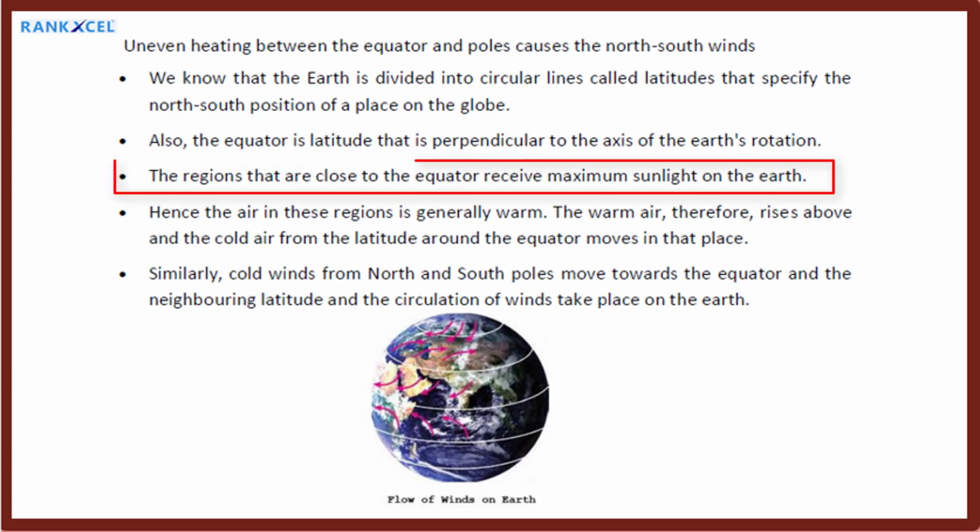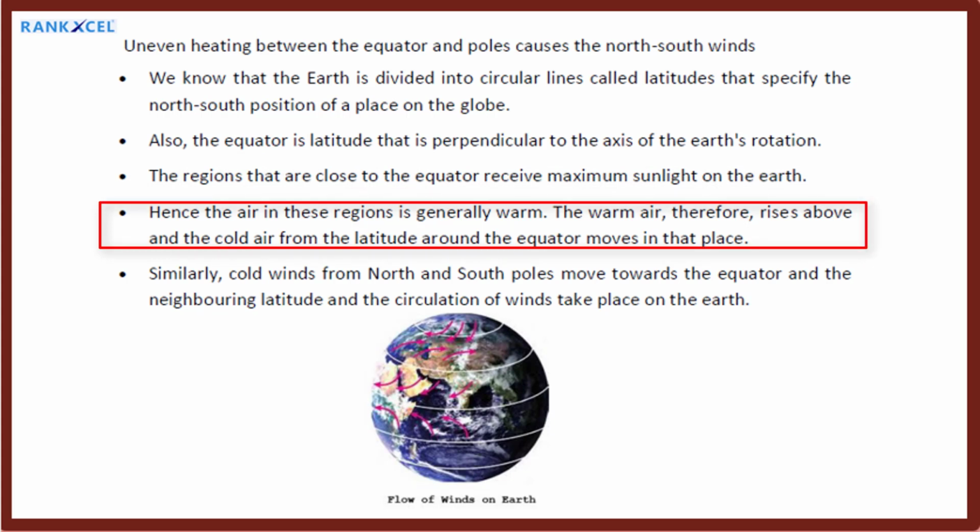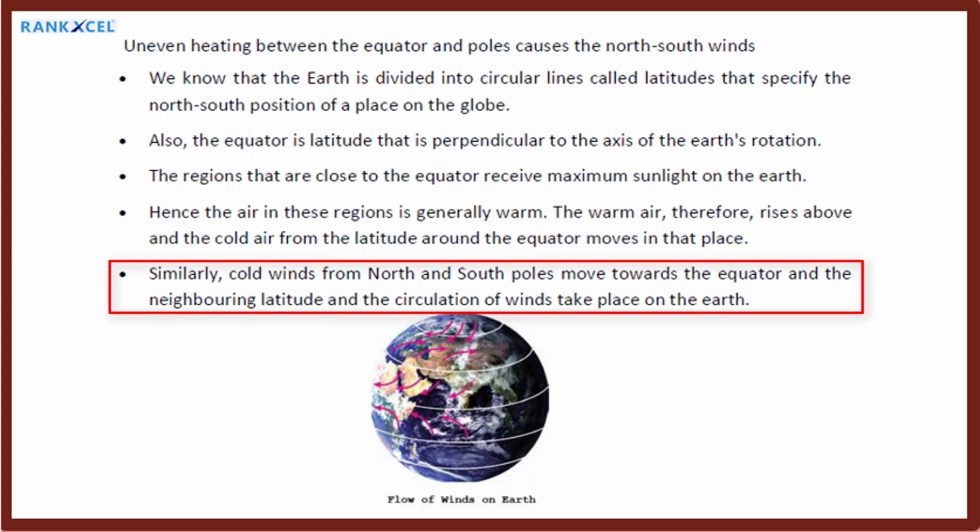The regions that are close to the equator receive maximum sunlight on the Earth. Hence the air in these regions is generally warm. The warm air, therefore, rises above and the cold air from the latitude around the equator moves in that place. Similarly, cold winds from north and south poles move towards the equator and the neighboring latitude, and the circulation of winds takes place on the Earth.